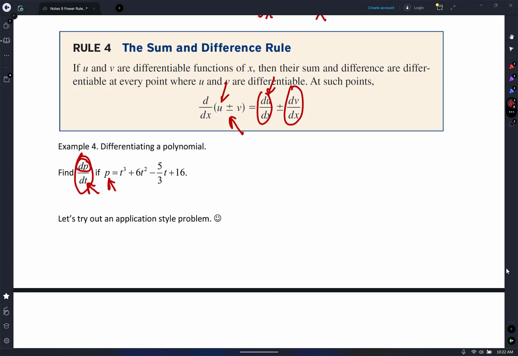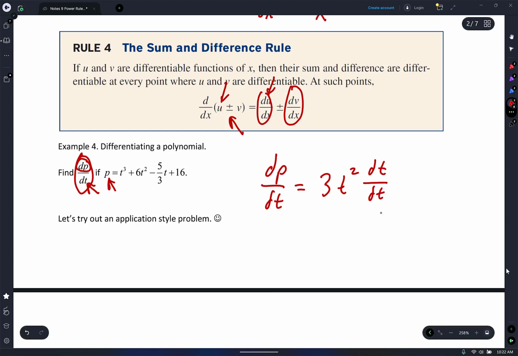So here we go. All right, dp dt, that's my derivative, equals, what's the derivative of t cubed? 3t squared, and it really is dt dt, but do we write that? No, because the dt dt is just 1. Are we still okay? Okay. Plus, what's the derivative of 6t squared? 12t. Yeah, I'm just doing that rule up there that says sum and difference. Good job. Minus, what's the derivative of 5/3 t?